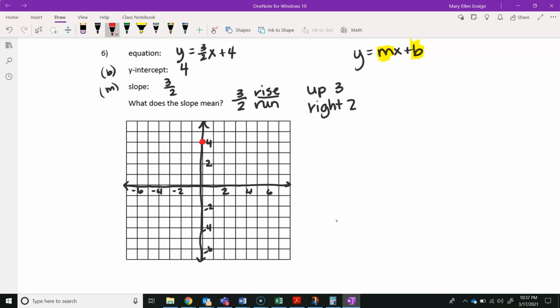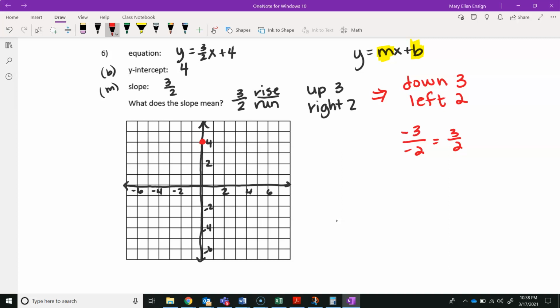Then my slope is 3/2. Now, depending on where you drew your axes here, you may be able to go up 3 and right 2. If you notice, I can't. Okay, I ran out of space. So remember we said that you can also reverse both directions. So instead of going up, I could go down 3. Instead of going right 2, I could go left 2. What that really means is you'd have -3 over -2. A negative divided by a negative is a positive, right? So it means the same thing.